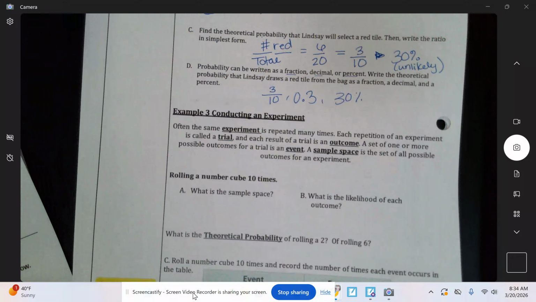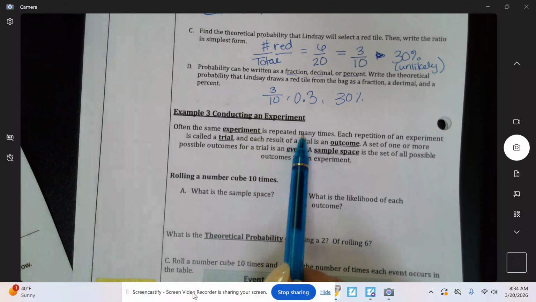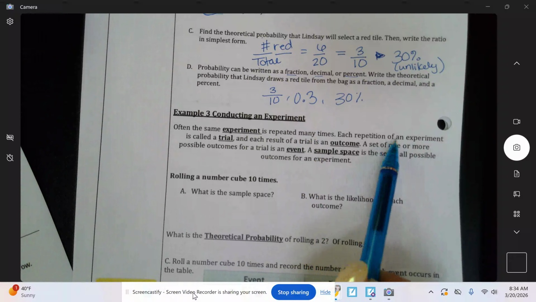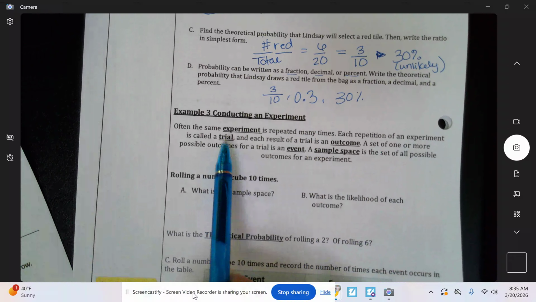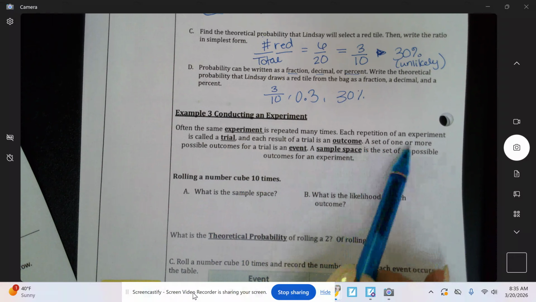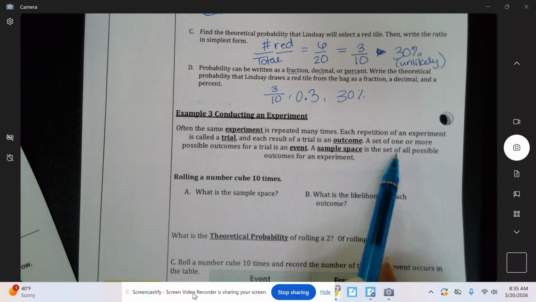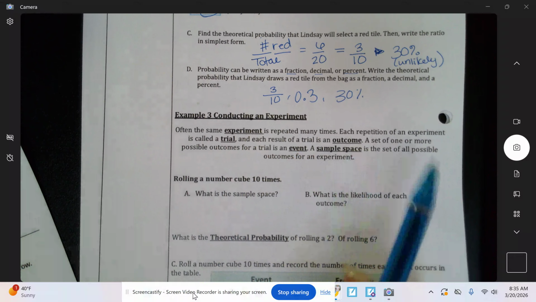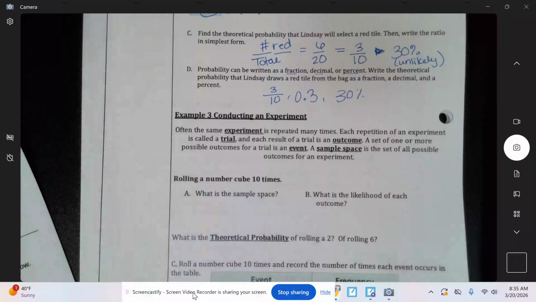Alright. So it says, often the same experiment is repeated many times. Each repetition of an experiment is called a trial. We talked about that yesterday. And each result of a trial is an outcome. A set of one or more possible outcomes of the trial is an event. The sample space is the set of all possible outcomes of the experiment. So, rolling a number cube 10 times. What is the sample space? Well, what does sample space mean?